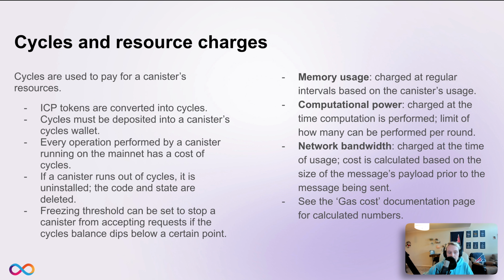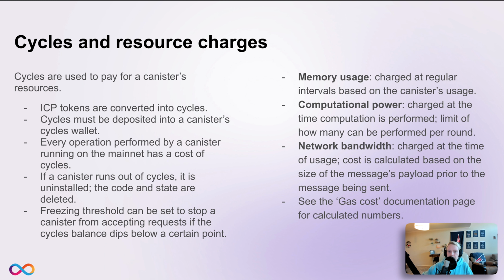To prevent this from happening, a lot of developers will set what is known as a freezing threshold, which is the ability for the canister to stop accepting requests if the cycles balance dips below a certain point. That way they aren't continuing to burn cycles and at risk of running out of cycles. That is very important for developers that have applications live in production to be aware of and know how to set up. And that's something we're going to cover in our module dedicated to managing canisters.